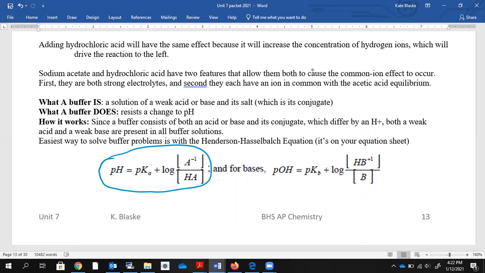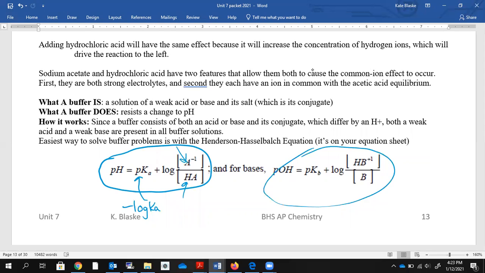So the pH of a buffer solution is equal to the pKa. Remember that pKa is the negative log of your Ka value, plus the log of the ratio of concentrations of that conjugate and the weak acid. We can convert over the Henderson-Hasselbalch equation to talk about bases instead, where the pOH is equal to the pKb, or the negative log of the Kb, plus the log of the conjugate over the concentration of the base.